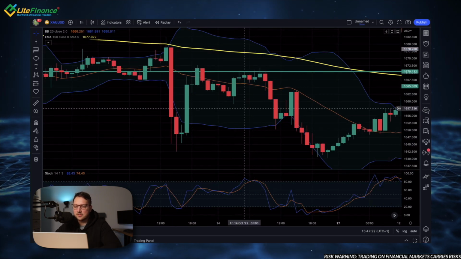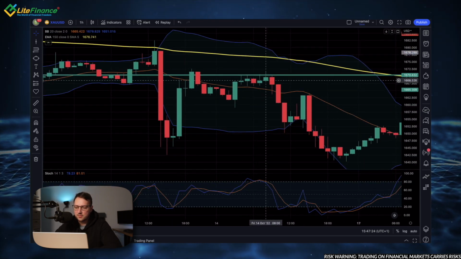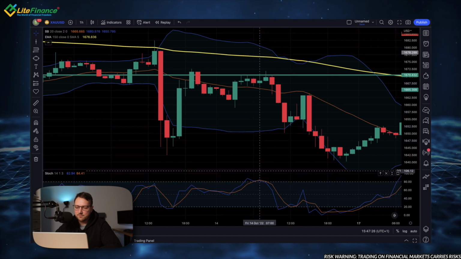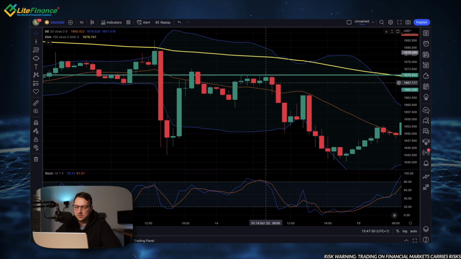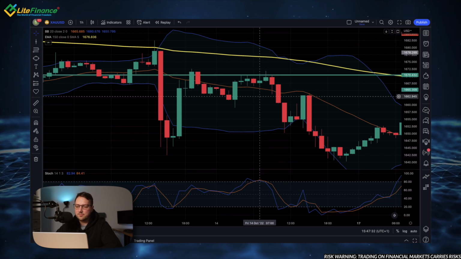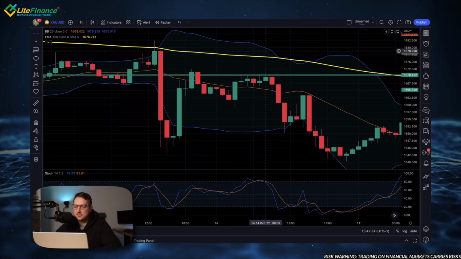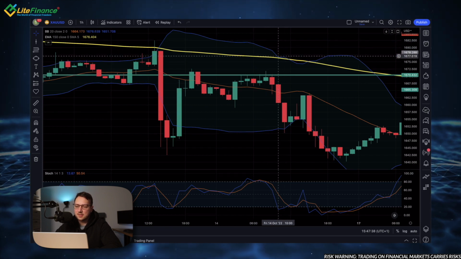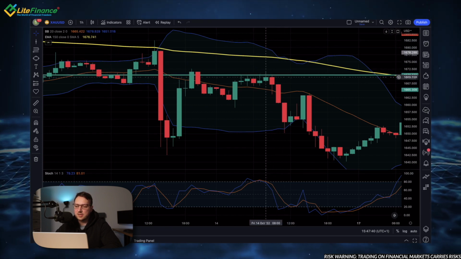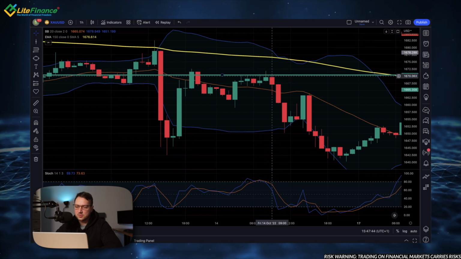If we go further down the line, you can see as well. We have the signal from stochastic. The price is in the overbought zone. We are below the 150 period moving average. But again, the price didn't go outside and back inside the Bollinger Band. Therefore, we are not entering this trade.